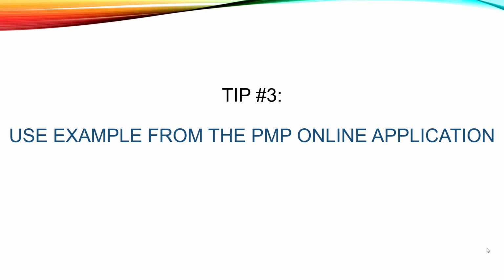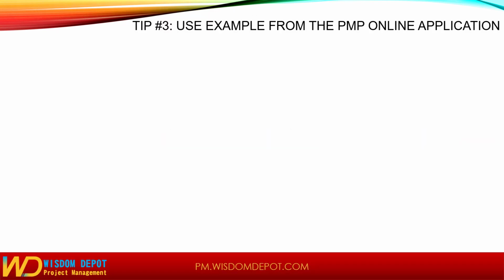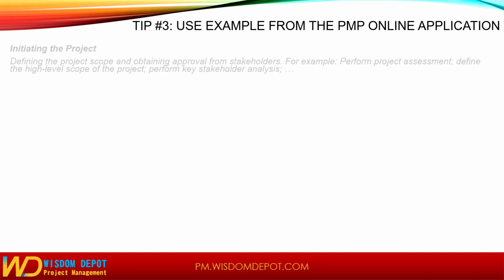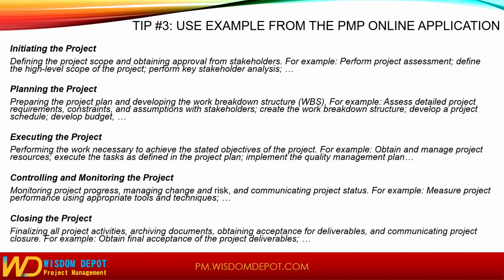Now let's take a look at tip number 3. You can use the examples from the PMP online application. If you take a closer look at the PMP online application, it actually provides examples that you can use as part of your PMP application. So what you want to do is simply look at those statements, and if a statement applies to your project, simply extract that and use it as part of your PMP project descriptions. You can pause the video here to take a closer look, but I have all this information in my blog, so you can extract them easily from there.